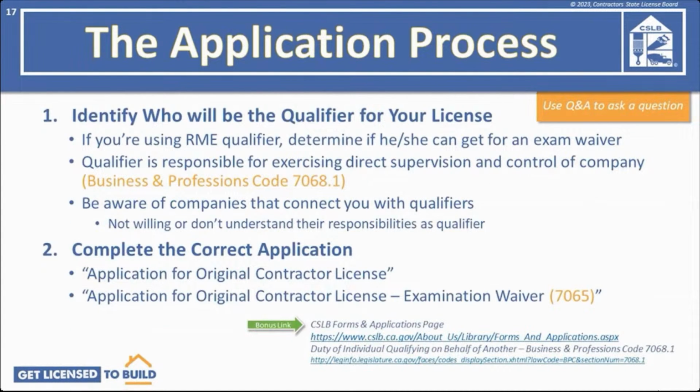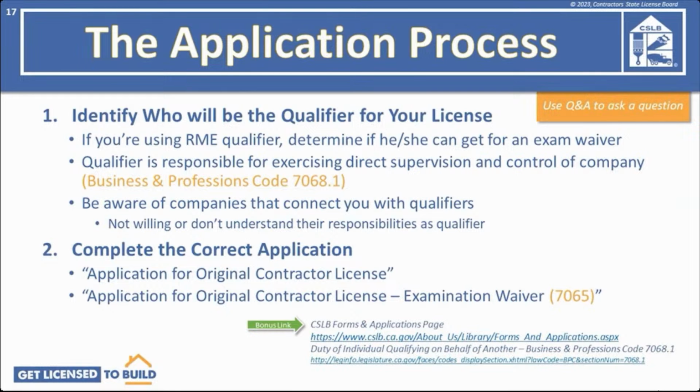Okay, now let's break down the steps of the application process. First, identify who will be the qualifier for your license. That person will be responsible for exercising direct supervision and control of the company. If you're using an RME or responsible managing employee as your qualifier, determine if they can qualify for an exam waiver. Be aware of companies you pay to connect you with a licensed qualifier. In some cases, these qualifiers cannot exercise the direct supervision needed, or they aren't willing, or don't understand their role as a qualifier.